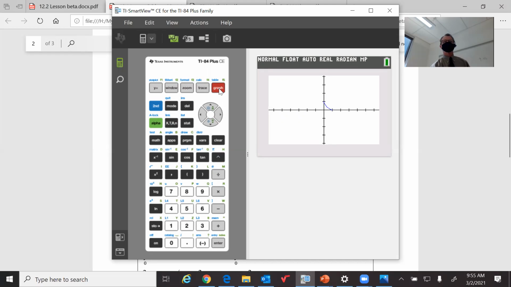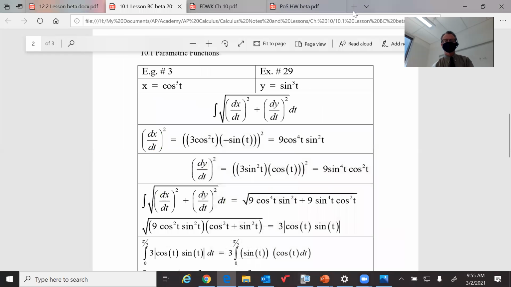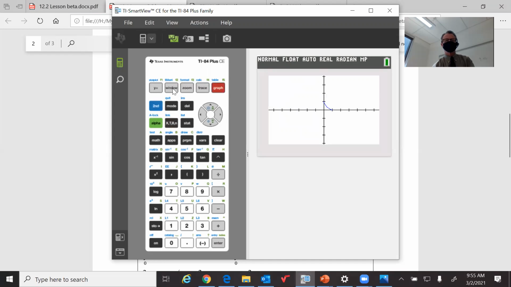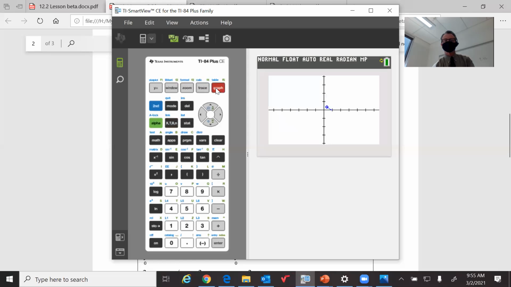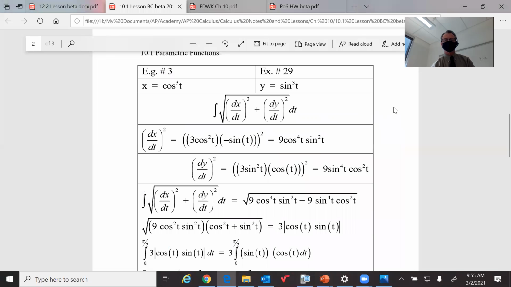Okay? So you want the length of that. That's what you're being asked to do. So, if I went back here to window and said 2 pi, that's the curve, but you only want the curve in the first quadrant. Does that make sense? So how do we do this?